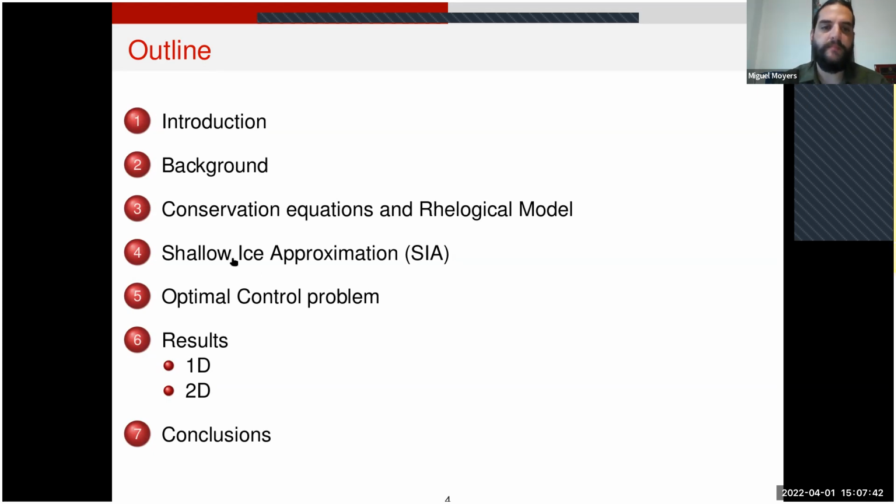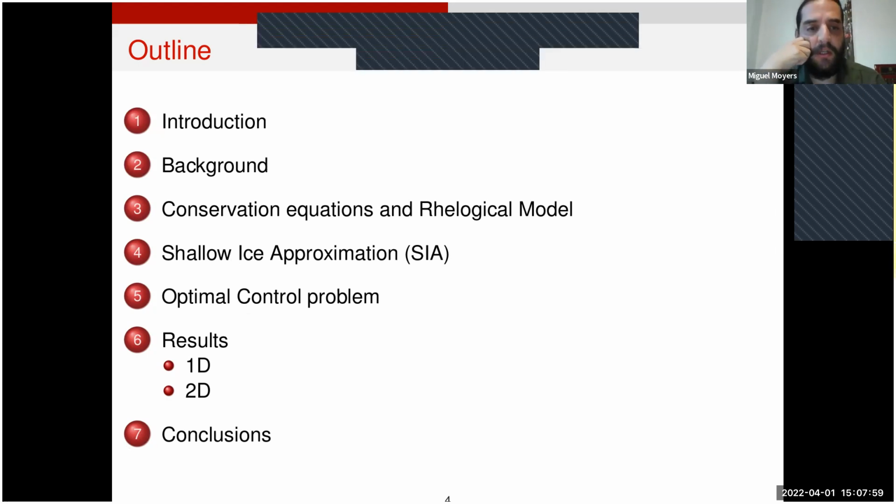We simplify our problem through the shallow ice approximation. And then I'm going to show the results. We're going to infer some topographical and some physical properties of the problem through an optimal control technique. And I'm going to show you some results and conclude.